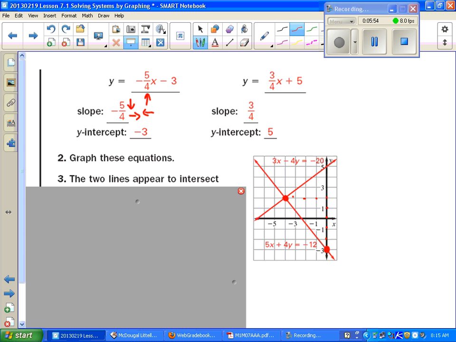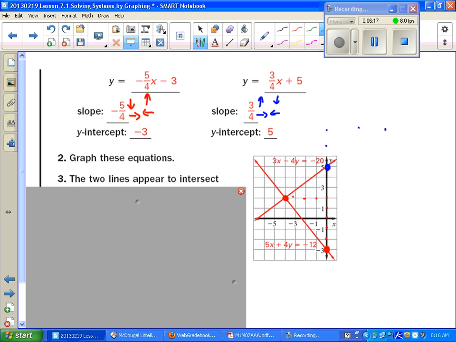Your second equation, y equals 3/4 x plus 5: your b value is 5, so you begin at +5. Your slope tells you to go up 3 and to the right 4 times. Again, if we go up 3, we're going to run off of our picture. So up 3 and to the right 4 times is the same thing as down 3 and to the left 4 times.